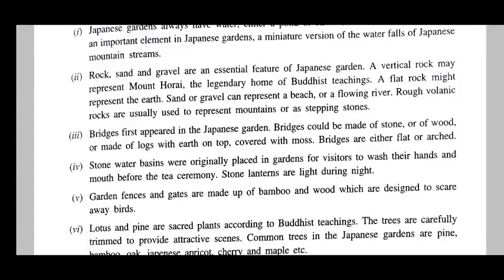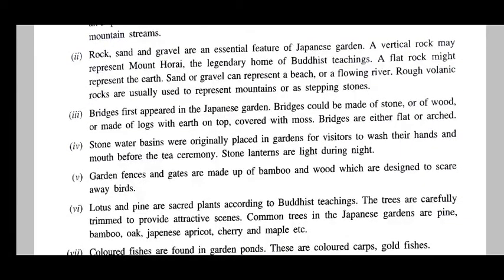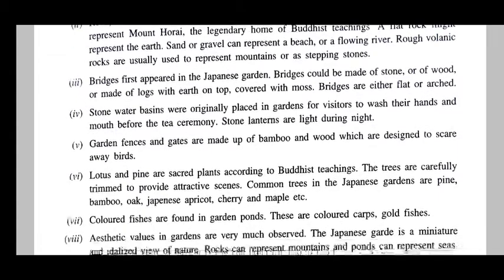Rocks are present inside it, an essential feature of your Japanese garden. Basically vertical rocks have been seen, straight, linear, not in ascending or descending order, arranged like your Buddhist culture. And the bridge first appears in the Japanese garden, made of stone, wood, and in different forms.